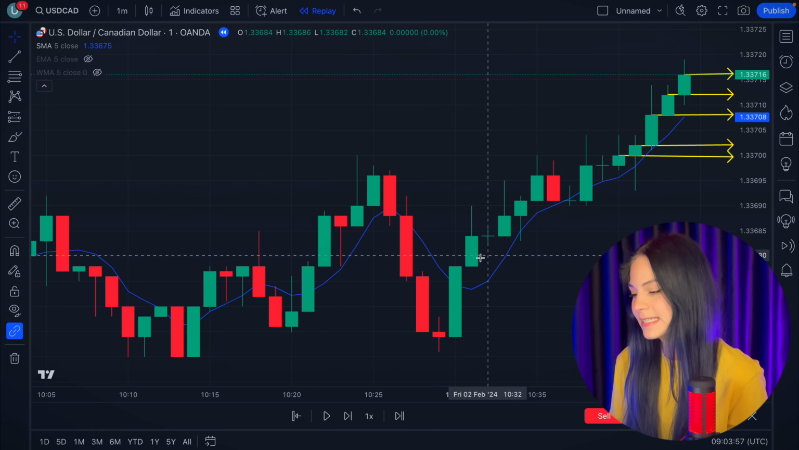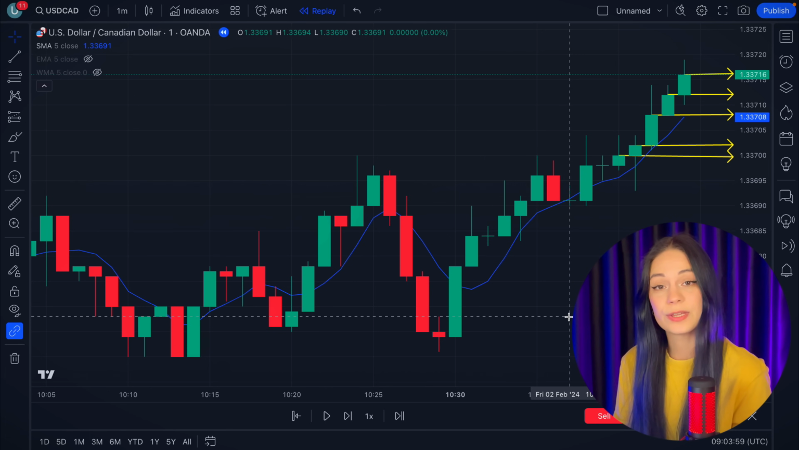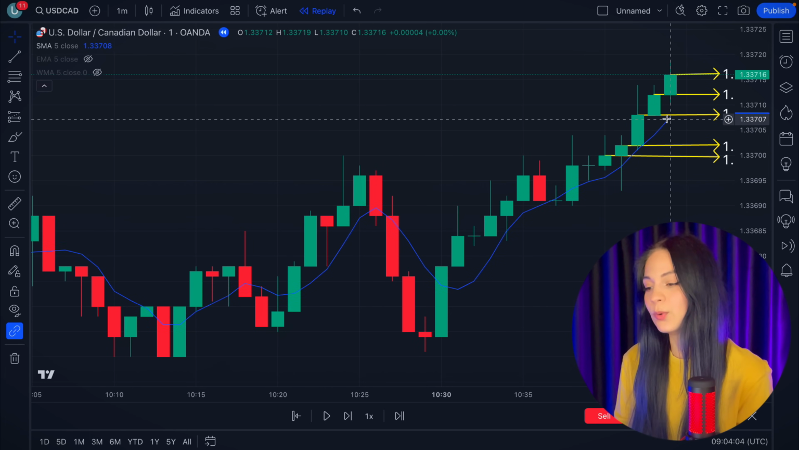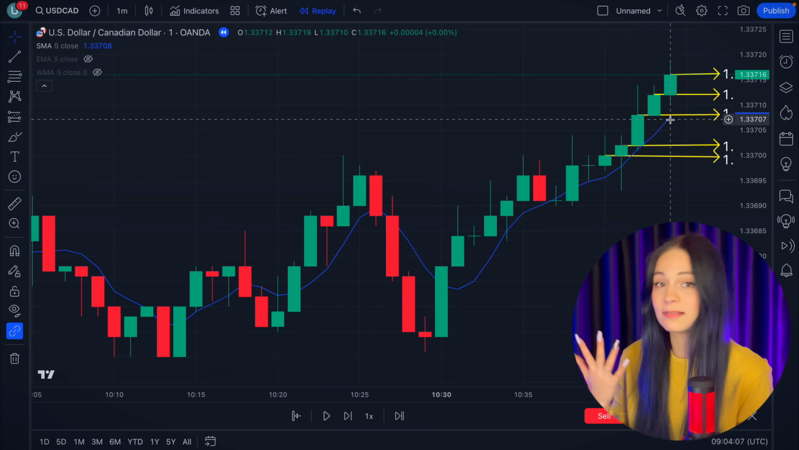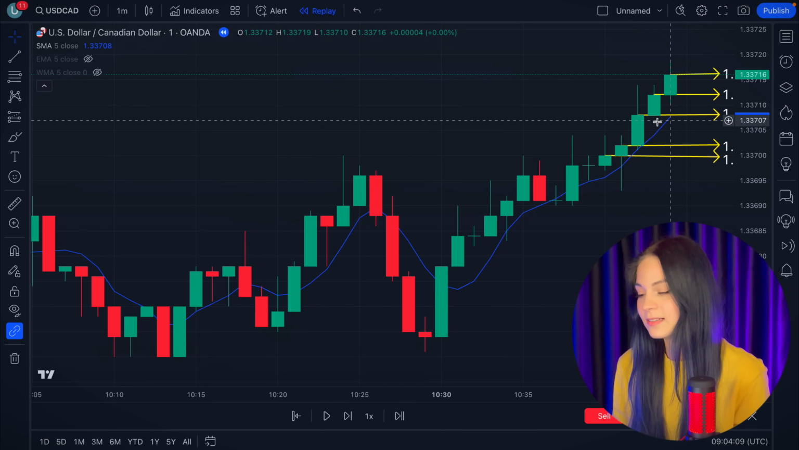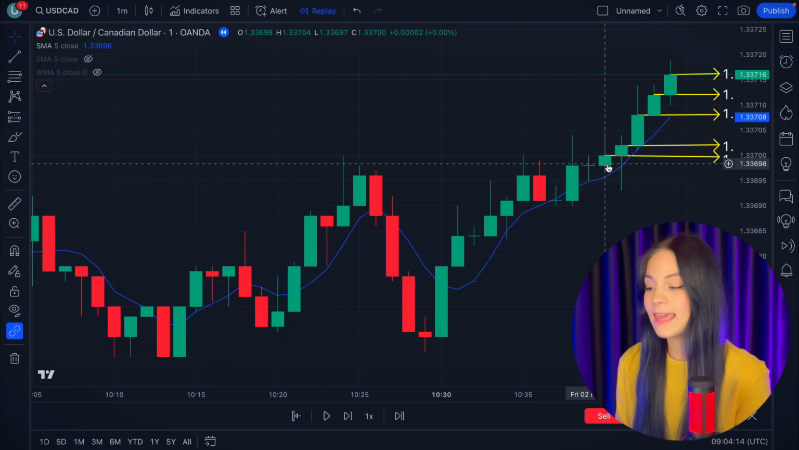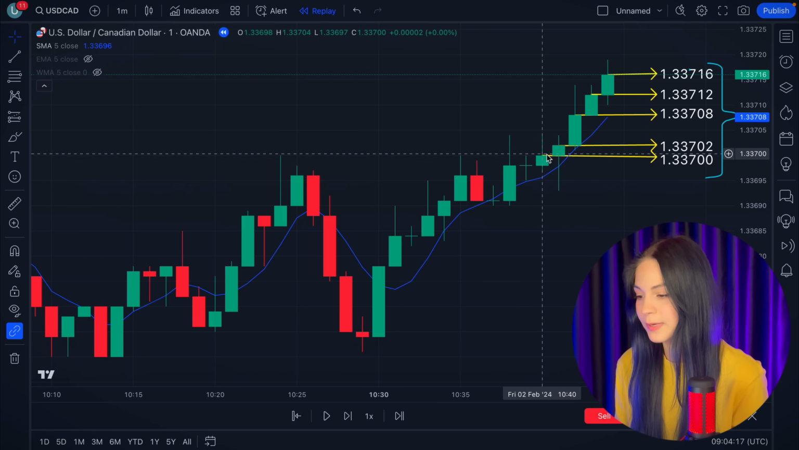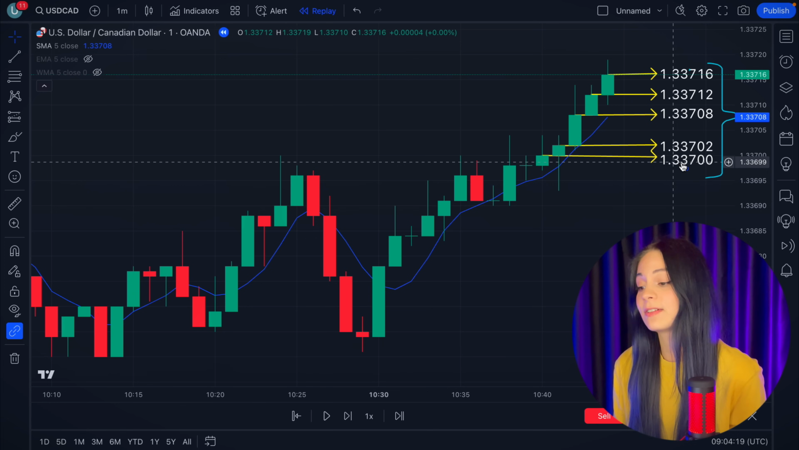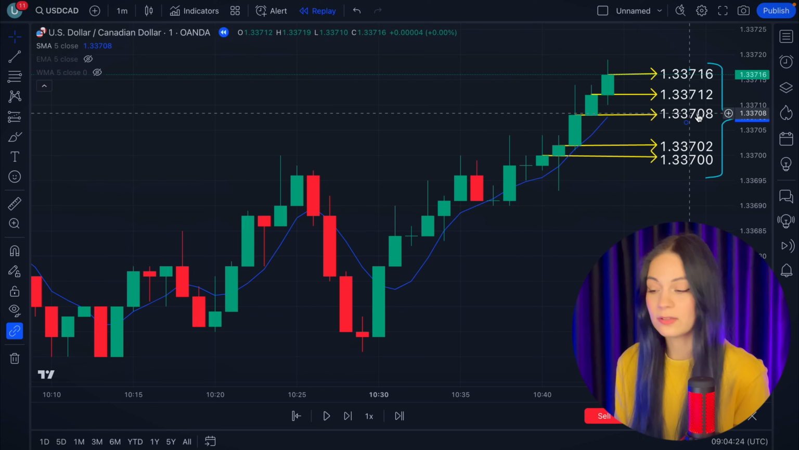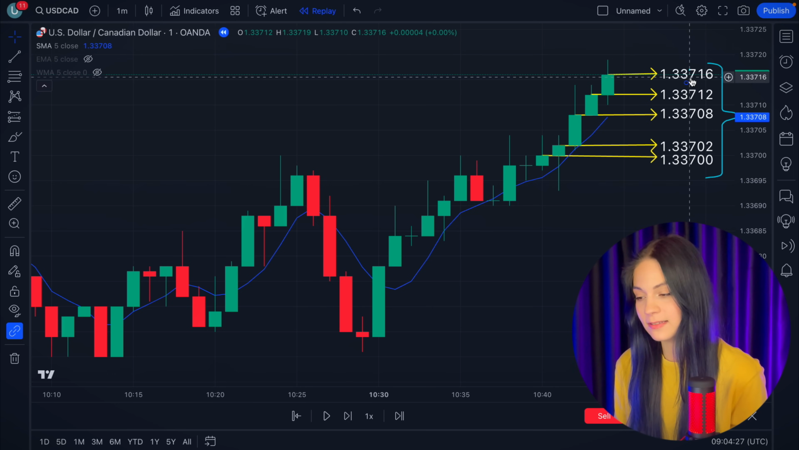To understand this indicator, let's look at how the formula works, and it's really simple. Right here you can see the blue line. It's a simple moving average with a period of 5. What does it mean? For this indicator to know on what level the line is supposed to be, it basically takes the closing prices of the last 5 candlesticks, and for example right here we have 1.33700, 08, 12 and 16 for the last candlestick.